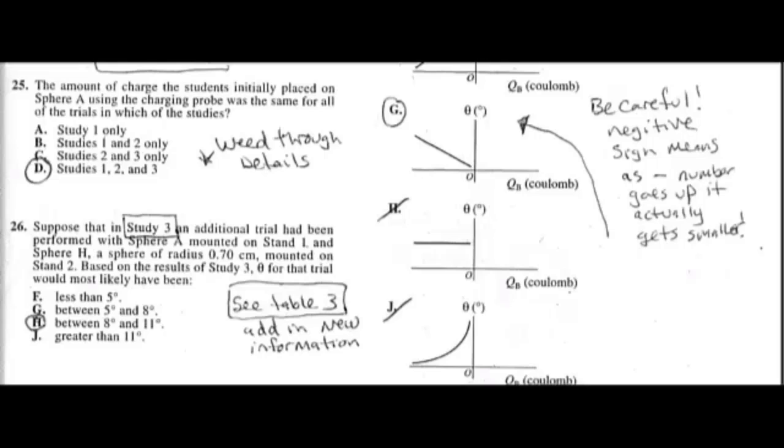Test 69A, Science Practice Problem number 25. Number 25 reads, the amount of charge the students initially placed on sphere A using a charged probe was the same for all the trials in which of the studies? First thing you want to do here is look for the charge on sphere A. Let's go ahead and weed through the details.